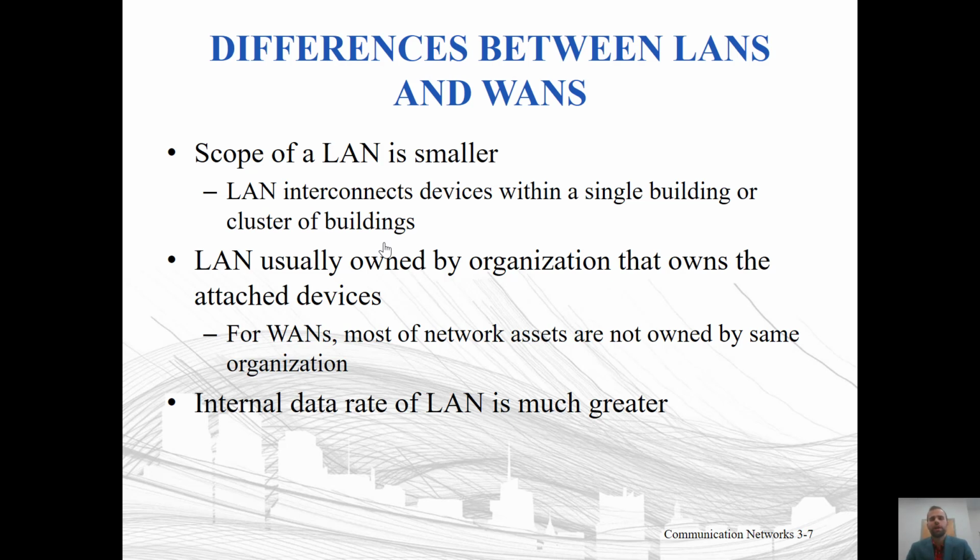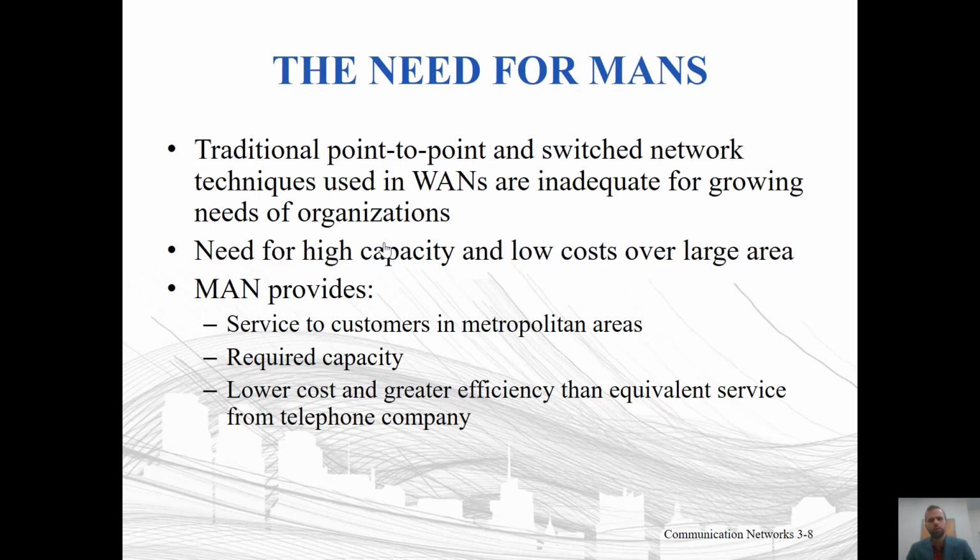For WANs, most of the network assets are not owned by the same organization, which is a key differentiation. And the internal data rate of a LAN is typically greater, which is an important distinction. The need for MANs, so metropolitan area networks.